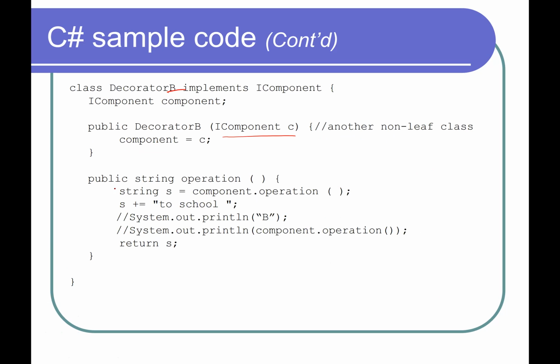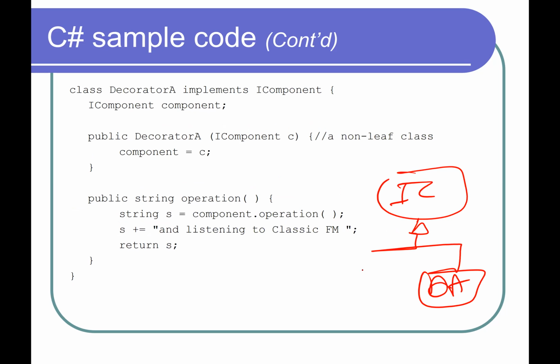And again, it prints something. It asks the next object in line to do something before it prints, and what it prints is the words to school before it moves on. So going back over here, I have a decorator B.